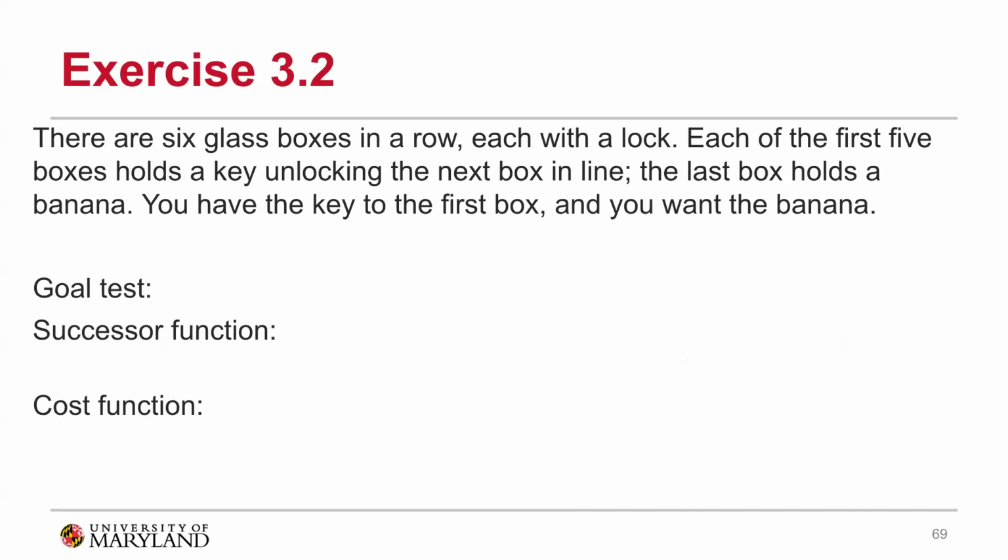Let's look at this particular example. There are 6 boxes in a row, each with a lock. Each of the first 5 boxes holds a key unlocking the next box in the line, and the last box holds the banana. You have a key to the first box and you want to obtain the banana. So what's our goal?